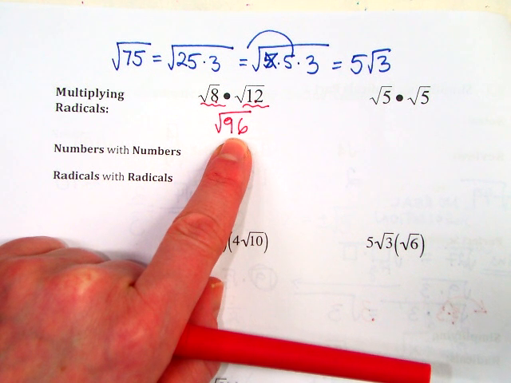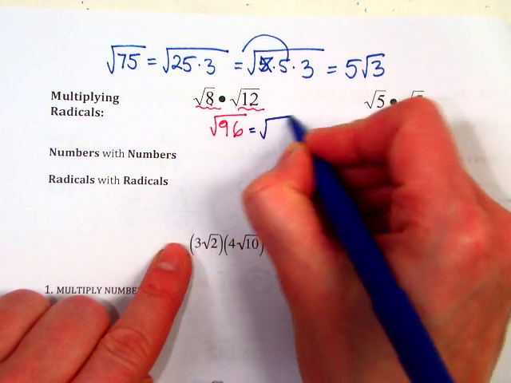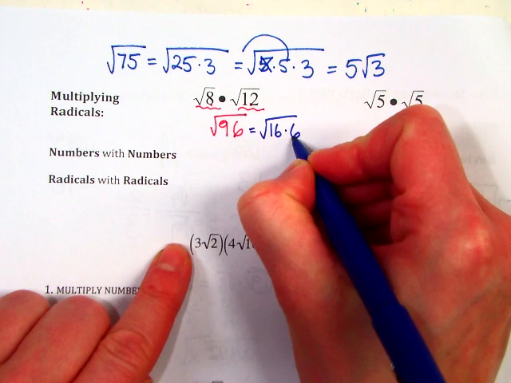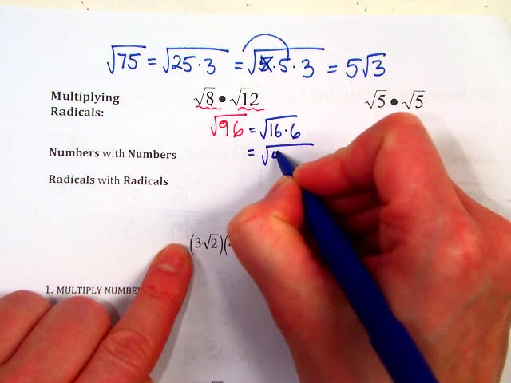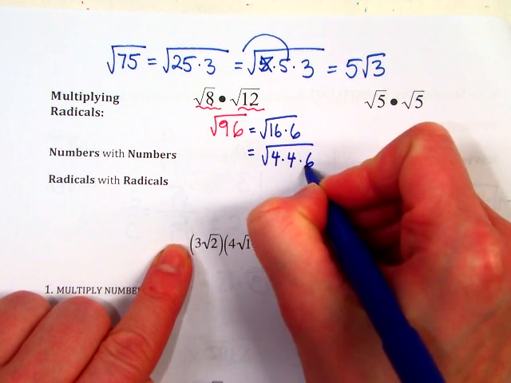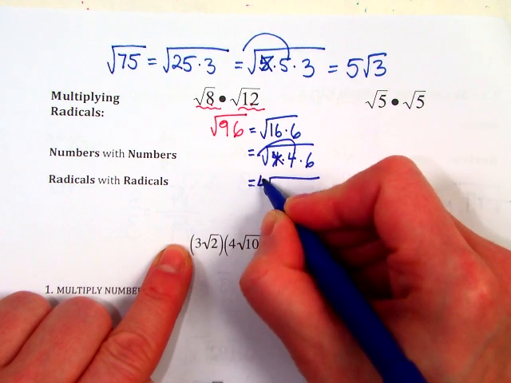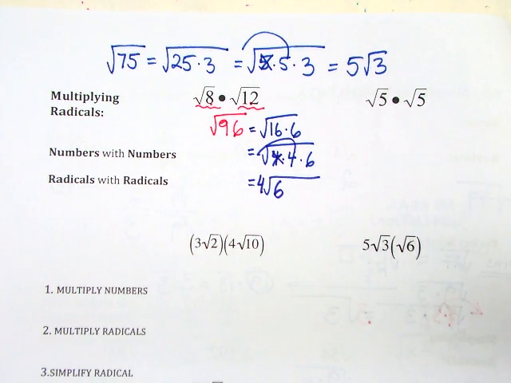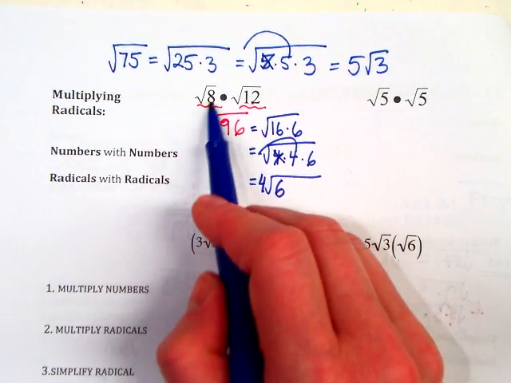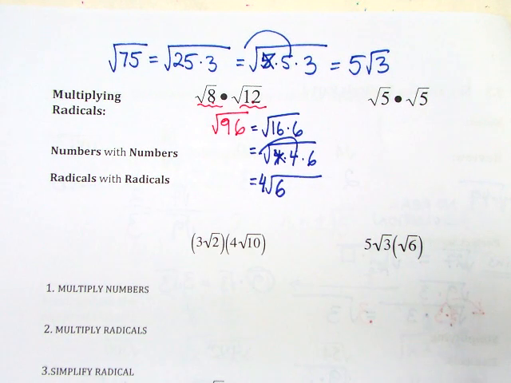So 96, start dividing, and it works out to be 16 times 6. The twins for 16 are 4 times 4 times 6. So one fries, one flies, and it's 4 root 6. So the only new thing is multiplying 8 times 12. I want you to stop this video and copy the example.